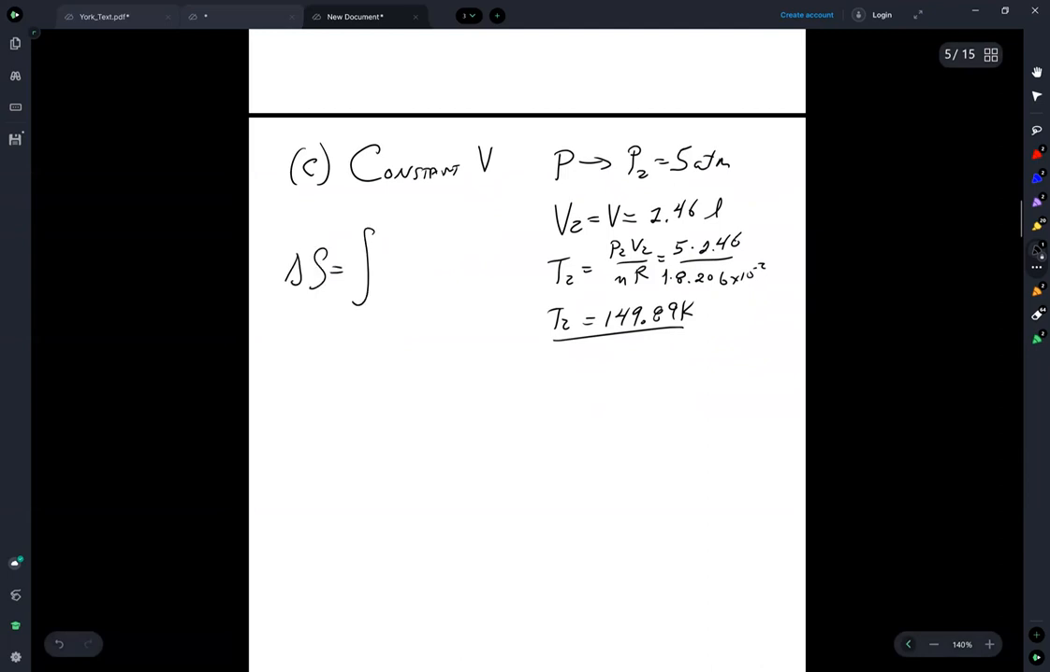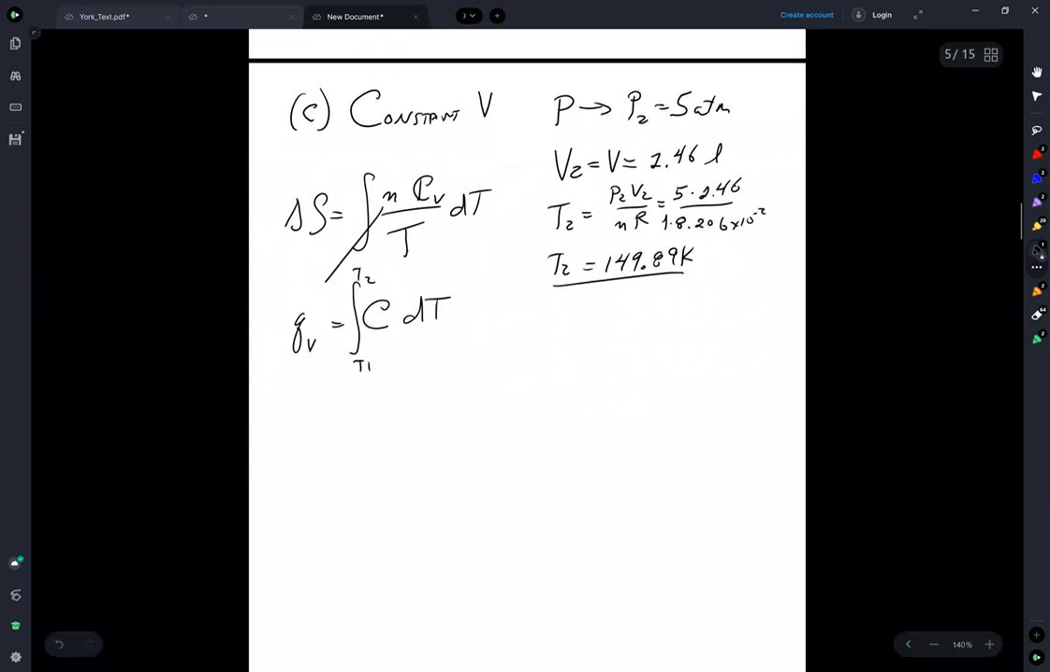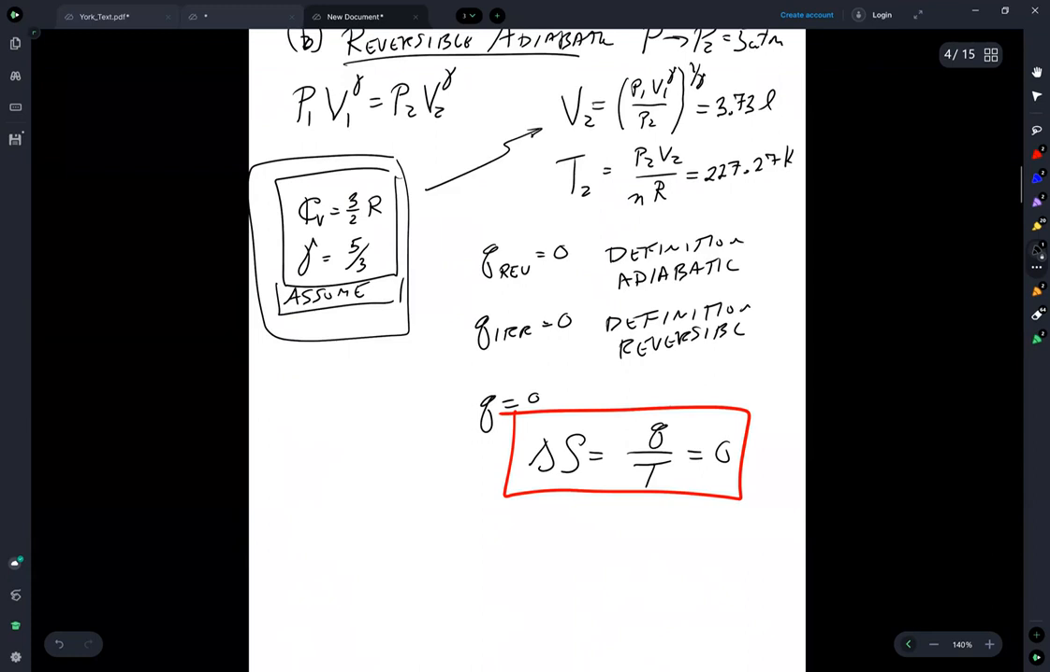So going back to the expression that we discussed in problem 3.4, we have delta S is equal to the integral of N CV over T dT, right? That's because Q V is equal to C dT. Which means that we can write our temperature changes from 300 to 149.89, and we use N CV over T dT.